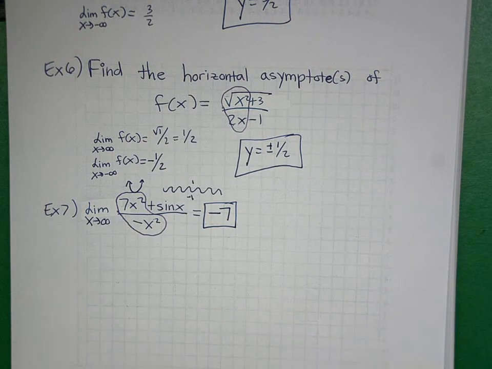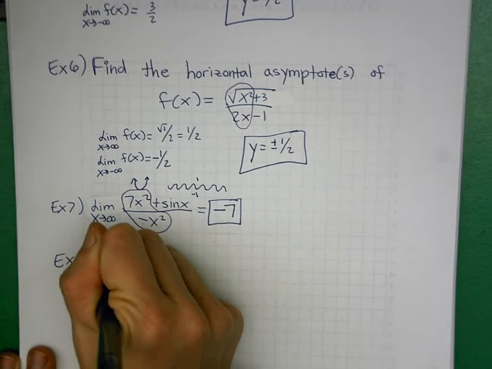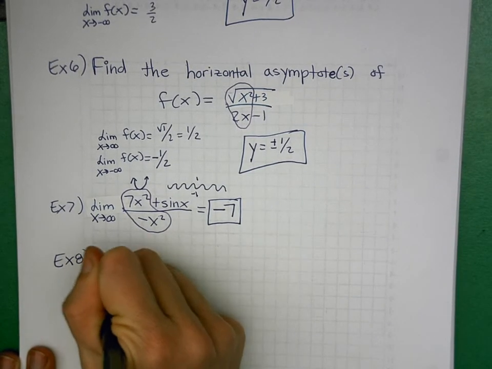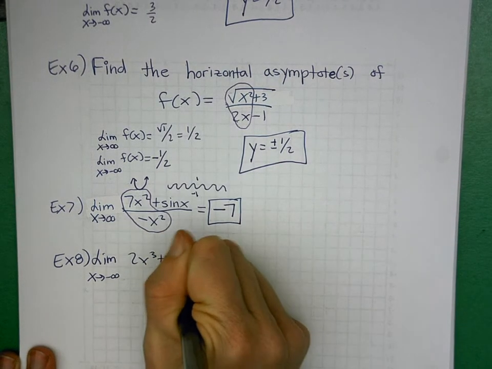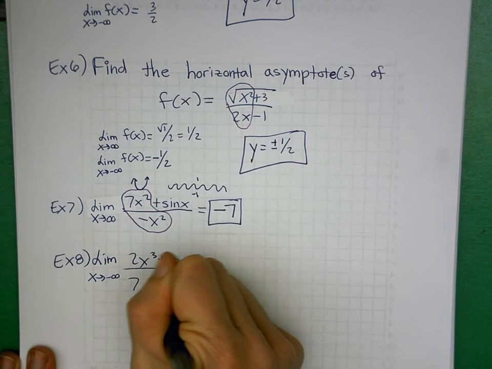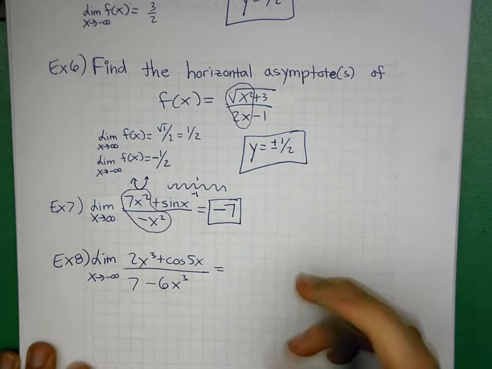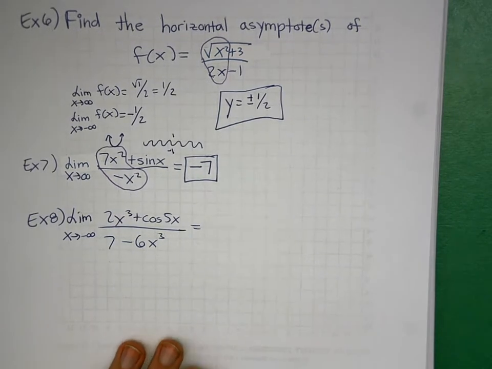Okay, and then one more. This one's for you, example 8. We have the limit as x approaches -infinity of 2x cubed plus cosine 5x over 7 minus 6x cubed. Okay, go ahead and pause the video, give this one a shot, restart it when you're ready, either with an answer or you're stuck and need an explanation.